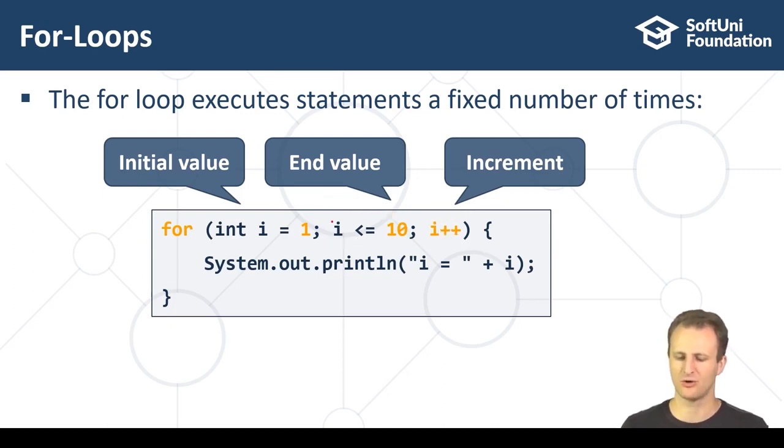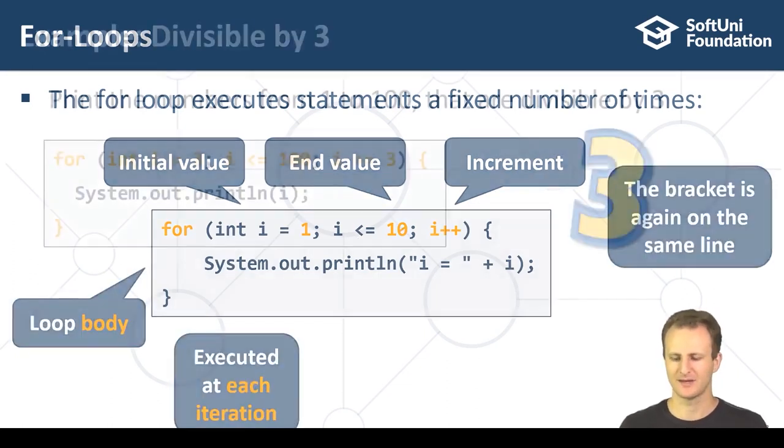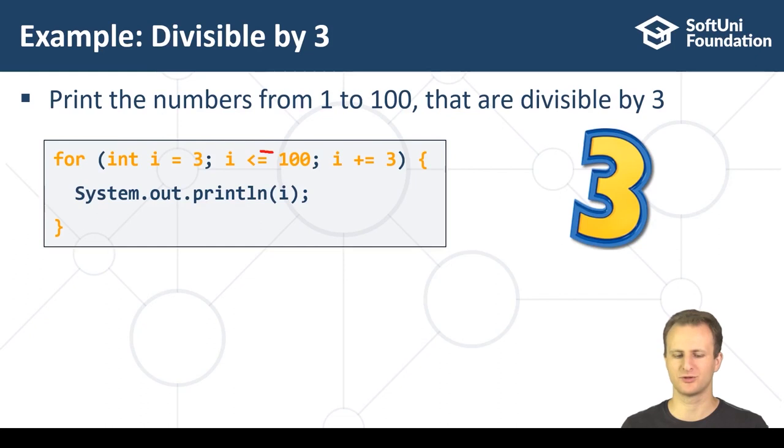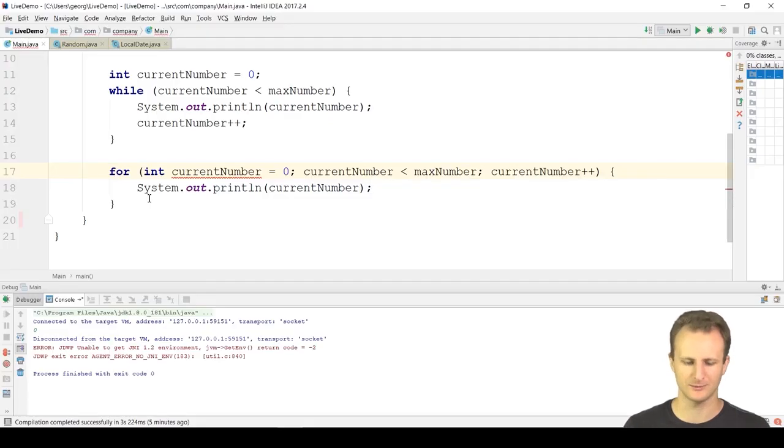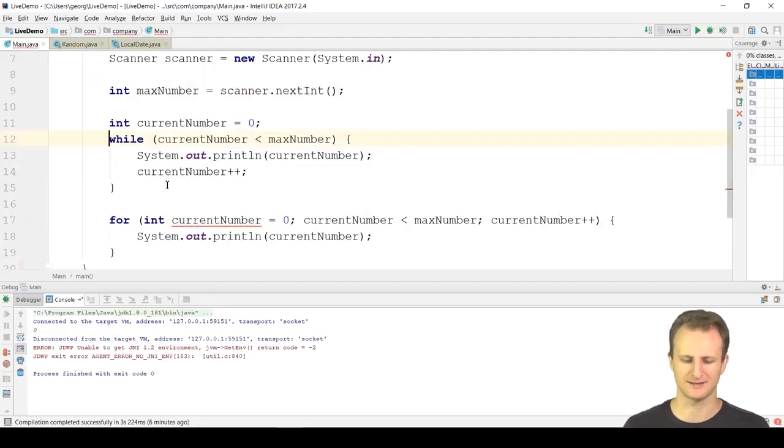So any check over here is valid, but usually your check will involve the control variable of the loop, and will probably include a range check for that control variable. Okay, so let's print all the numbers that are divisible by 3, from 1 to 100. How do we do that? Well, it's a pretty simple task. We can do it with a while loop and we can do it with a for loop.